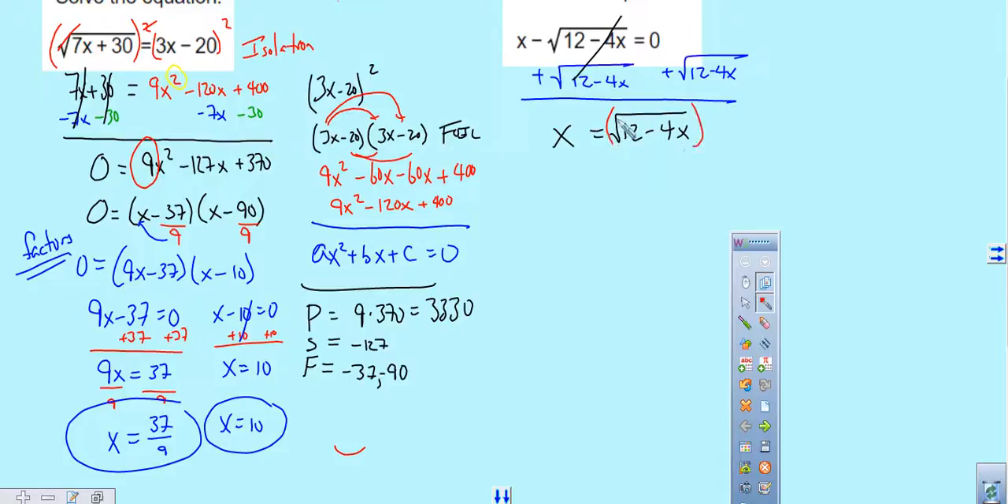The inverse of taking the square root is to square something. So the square root and the square cancel. Whatever you do to one side, you have to do to the other. So now I have 12 minus 4x is equal to x squared. And you just continue on down that. Oh, we'll go one more step.